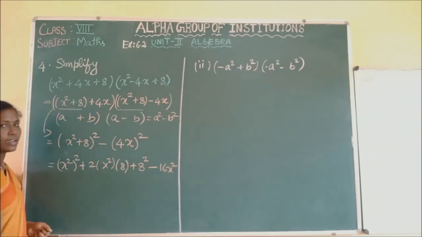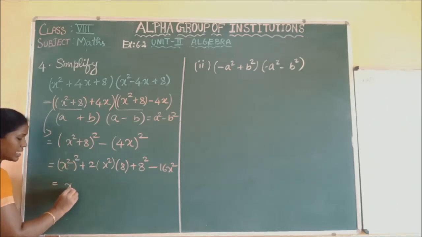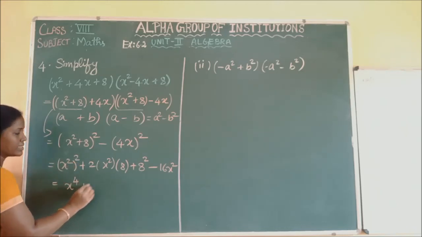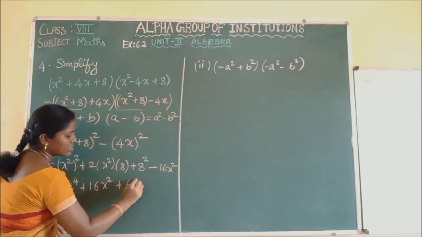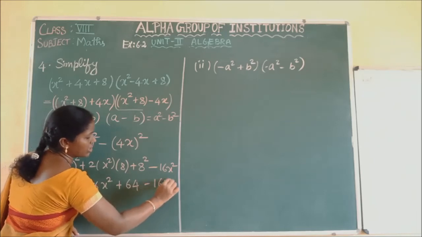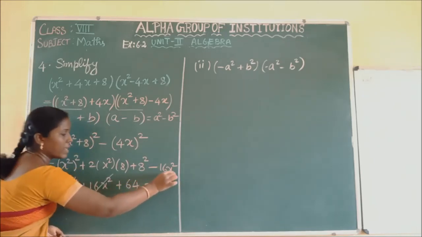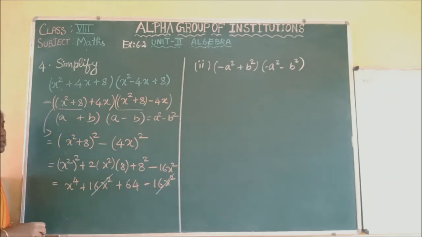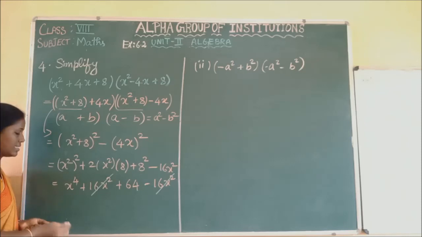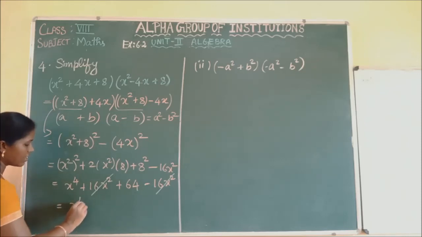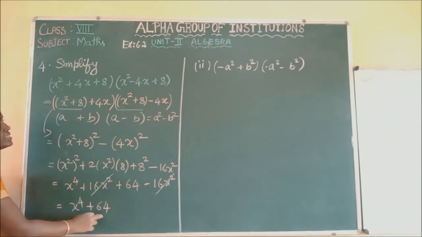We can do it directly. Now do this exponent. Using the exponent rule, it is x power 4 plus 8 twos are 16x square plus 8 eights are 64 minus 16x square. See here, plus 16x square minus 16x square will get cancelled because they are like terms with opposite sign. So what is the final answer? x power 4 plus 64.